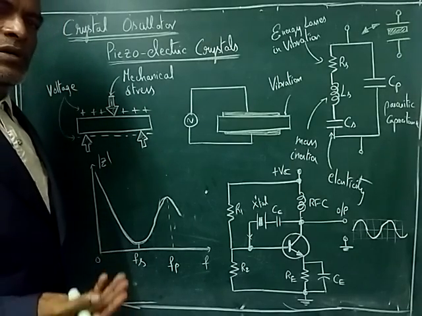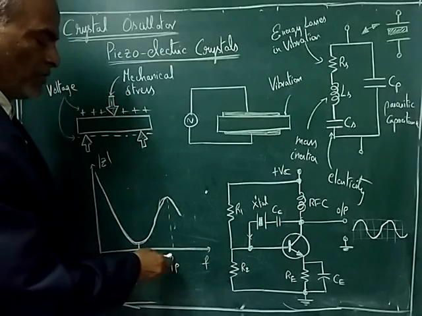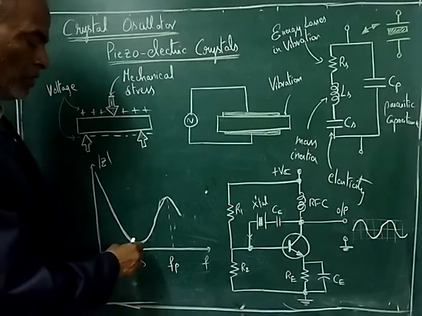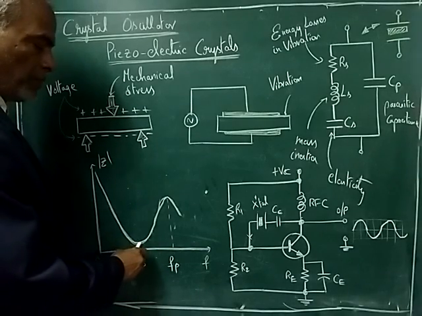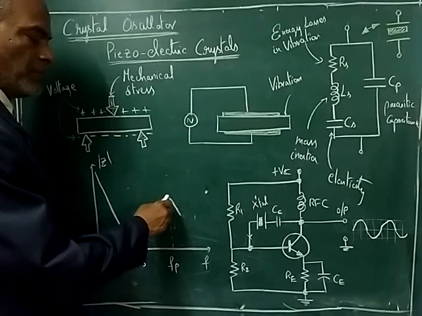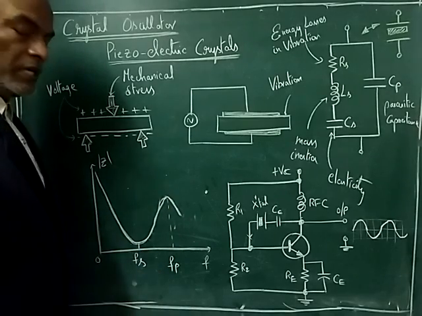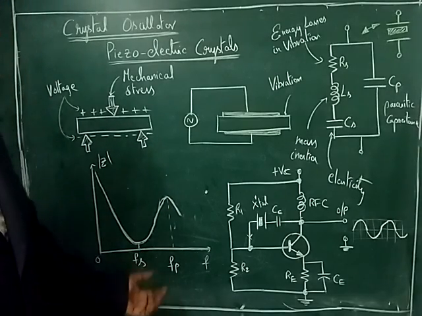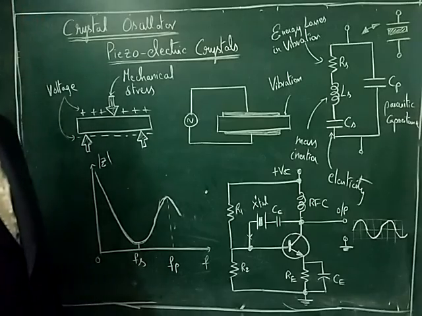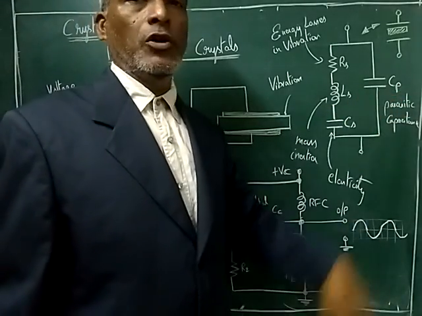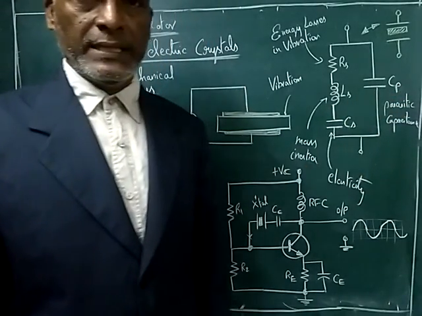Or we can design with Fp also. This is the parallel resonant frequency. Once you cross Fs, the impedance slowly rises and reaches a maximum point. That we call the parallel resonant frequency. If you are going to operate at the parallel resonant frequency, then Cp is highly dominant compared to Cs.